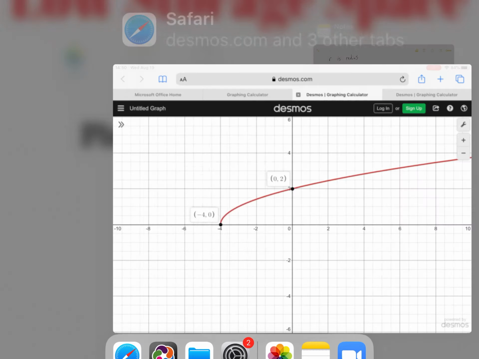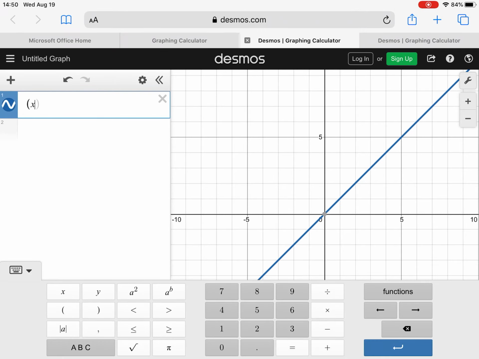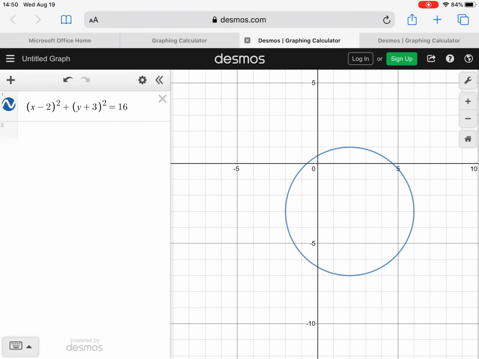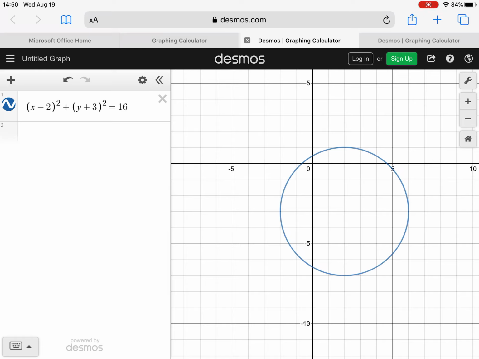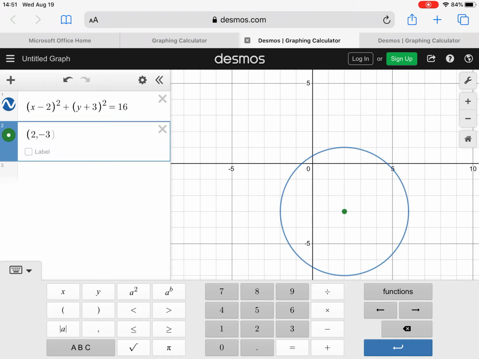So if we graph this equation in Desmos, we're going to have (x minus 2) squared plus (y plus 3) squared equals 16. And this is pretty cool because you'll see that we actually have our circle. I'm going to add the center to this as well just to make sure that that's correct. So I'm going to add the point 2 comma negative 3. For negative, I'm just using the subtraction to do it.